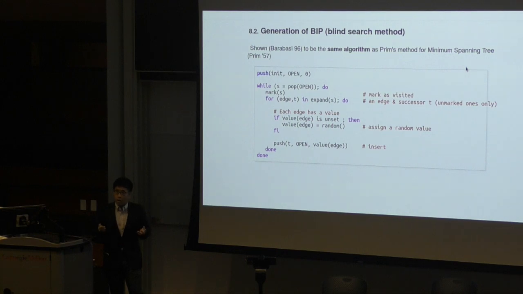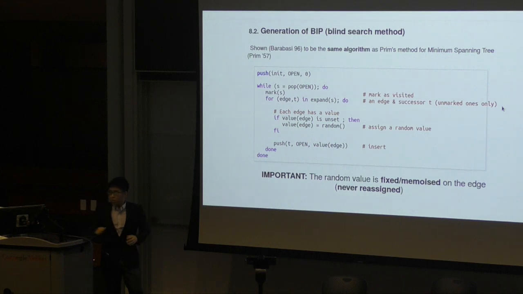The generation of BIP is a very simple algorithm. So we have an initial node, and we push it into the open list, and pop it until the open list becomes empty, and mark the node as visited. If you expand the node, there's an edge and the successor. And here's the thing: each edge has a unique value, initially unset, but it's assigned a random value. And then push the node with this edge value. I should note that the same node is never expanded twice. This algorithm is shown to be exactly the same as Prim's method for constructing minimum spanning trees on randomly assigned weights. And the important thing is that this random value is fixed, or memoized, on each edge, and it's never reassigned.